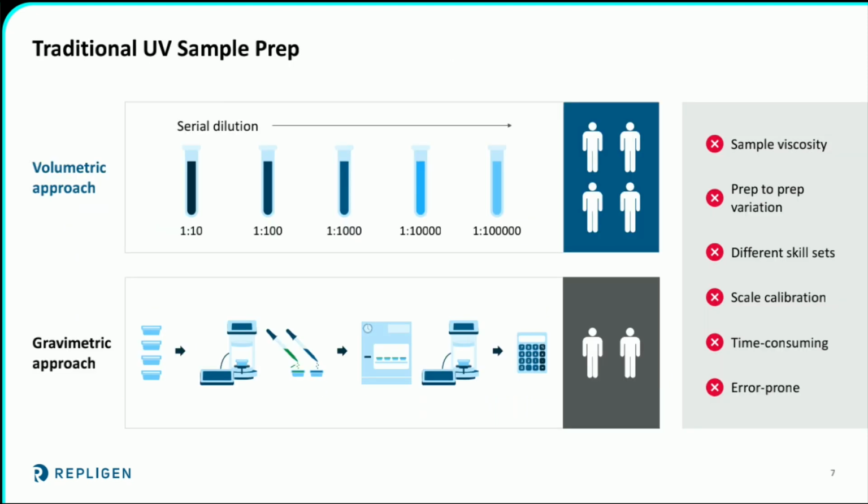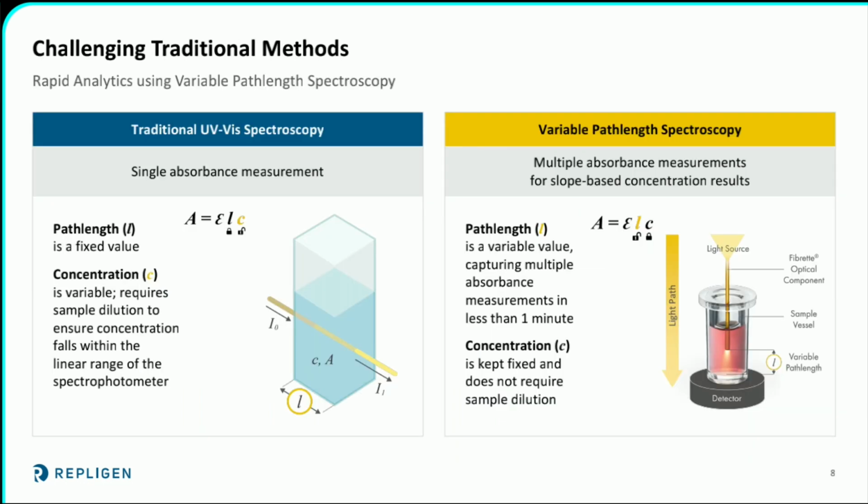So sample preparation for traditional UV generally has two approaches, which will be volumetric or gravimetric. Both will require a lot of time and skill, and you'll also need to ensure that your equipment is properly calibrated so that you are not introducing error from user to user. So how do we address all these challenges?